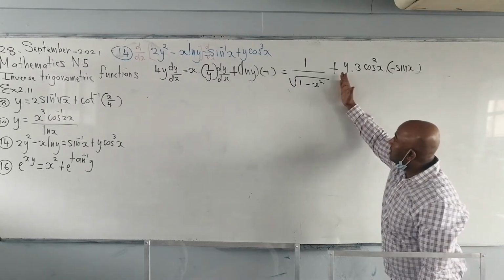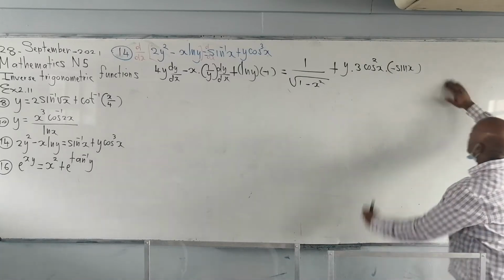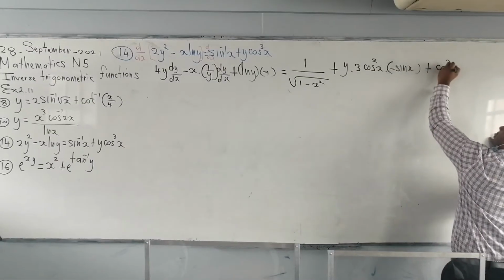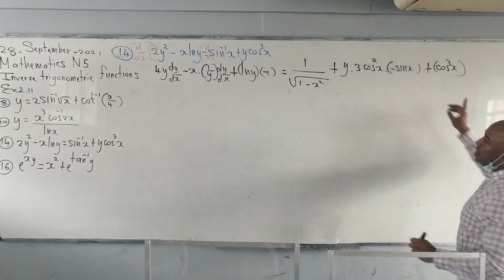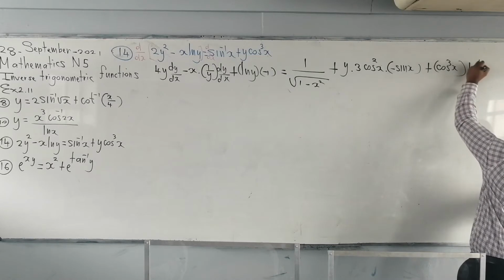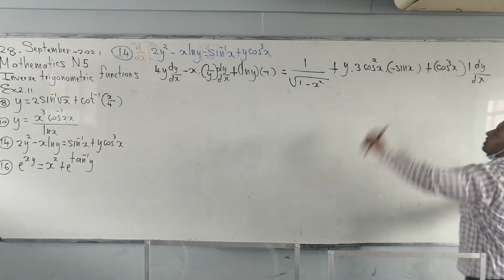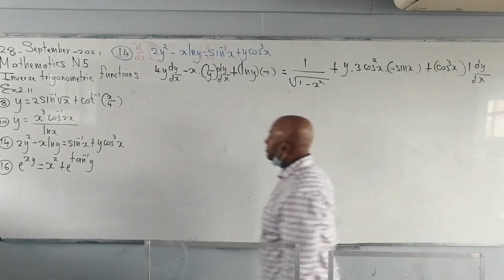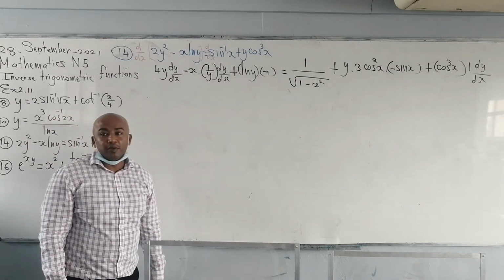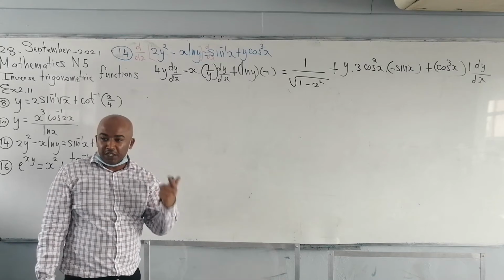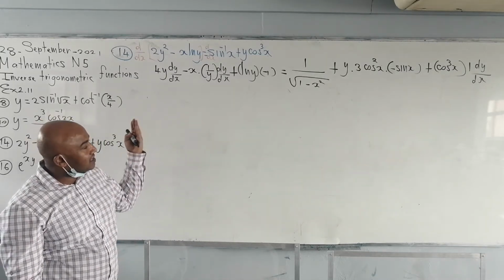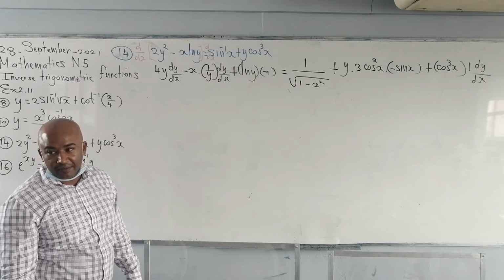So copy the first, differentiate the second, plus copy the second, which is cos cubed. And now differentiate the first. The derivative of y is 1 multiplied by dy over dx. So the main job is done. Now we need to make dy over dx the subject of the formula. That means take all the dy over dx's on one side.